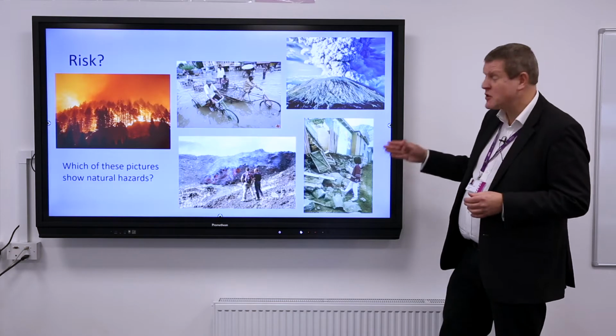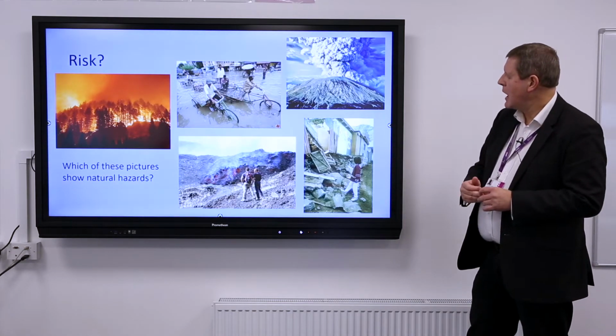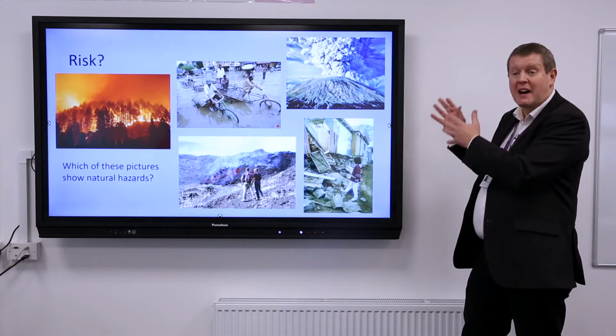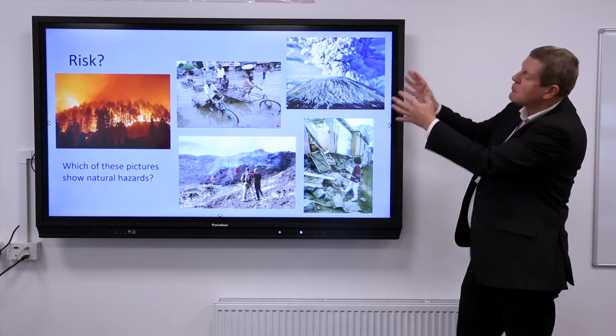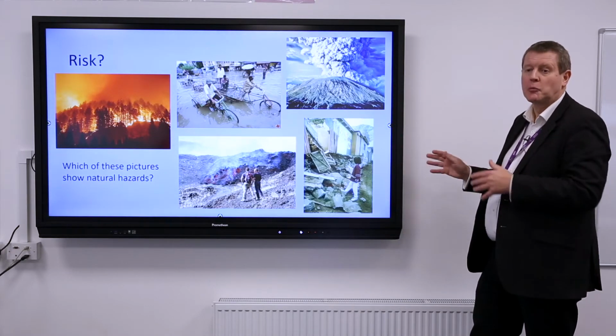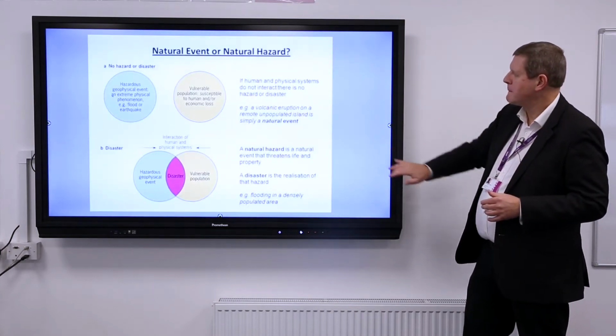The only one of these which really can be called a hazard is what's happened in the picture here, which is an earthquake in a village in Peru. And clearly you've got a fairly extreme natural event. These are all extreme natural events here coinciding with vulnerable people. And that's what creates your hazard.